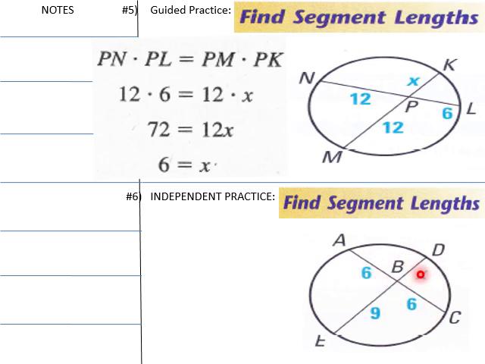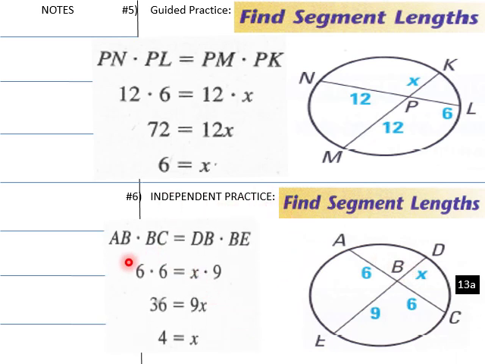So how will we find x here on our independent practice? AB times BC has to equal DB times BE. So when we do that, we have 6 times 6 has to equal x times 9. We solve for x, x equals 4.